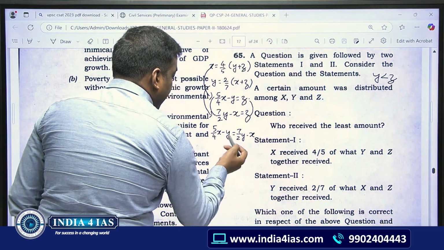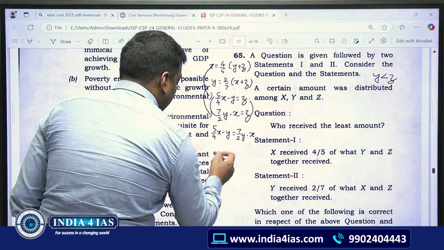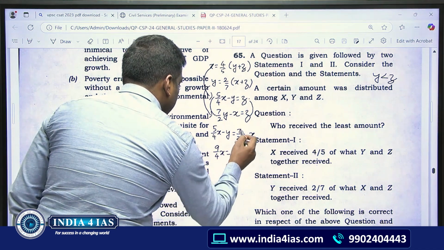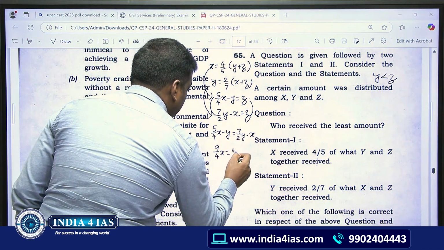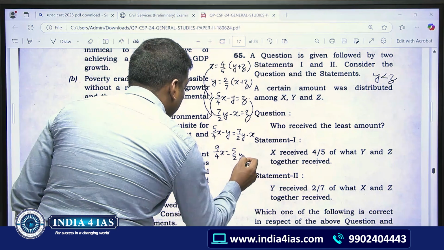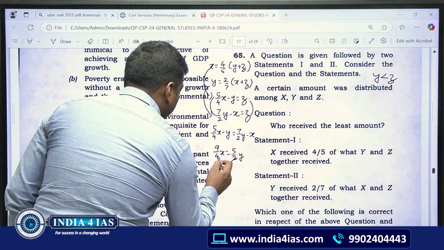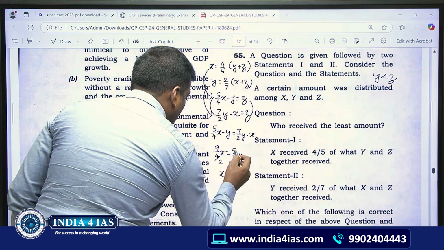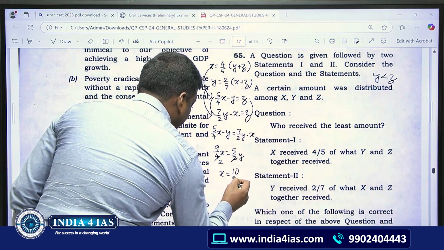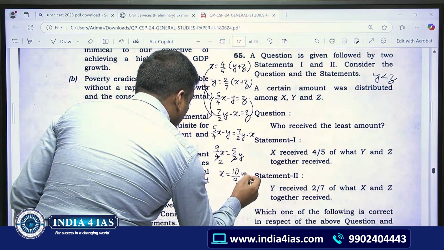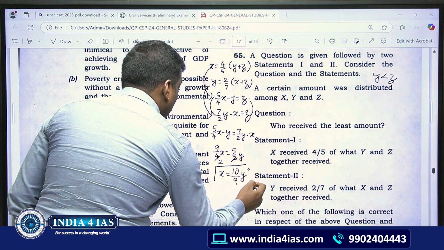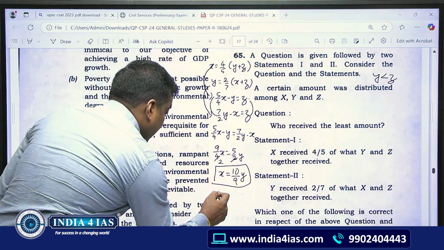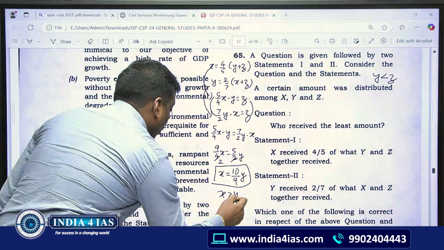I will bring x this side, 5 by 4 plus 1. So this will be 9 by 4x is equal to 7 by 2 minus 1, which is 5 by 2y. So here 2 1s are 2, 2 2s are 4. If you keep x here and multiply 2 by 5, it is 10, and 9 will come here. So x is equal to 10 by 9y. 10 by 9 is more than 1. That means x is more than y.